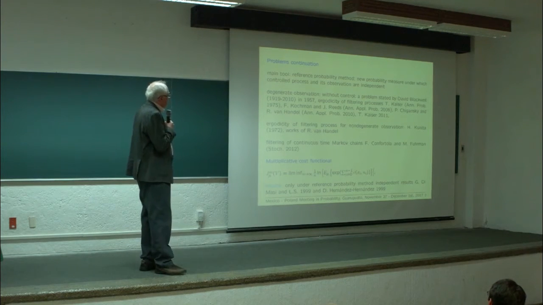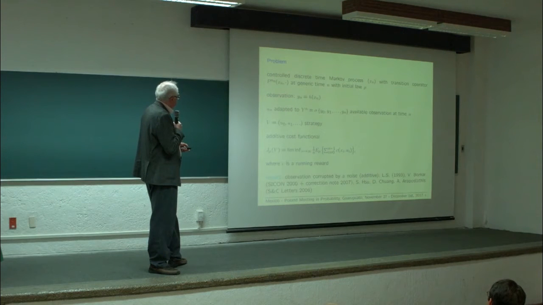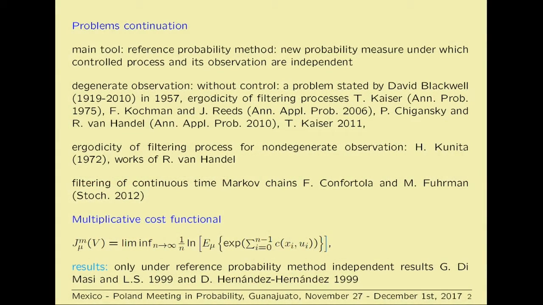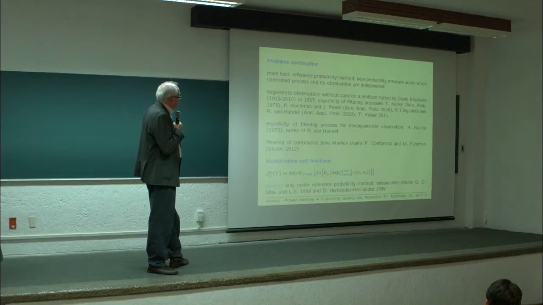The usual process we consider is the so-called filtering process, and the question was what is the ergodic behavior of this filtering process under partial observation, when we have this kind of observation. There is a sequence of papers by Kaijser, then Kochman and Reeds, Chigansky, Van Handel, and once again another paper by Kaijser, but all these papers concern finite state space, and they studied the exact condition for ergodicity of filtering processes.